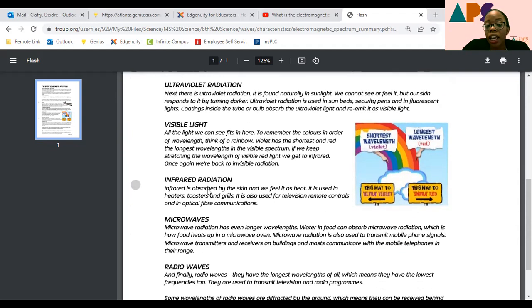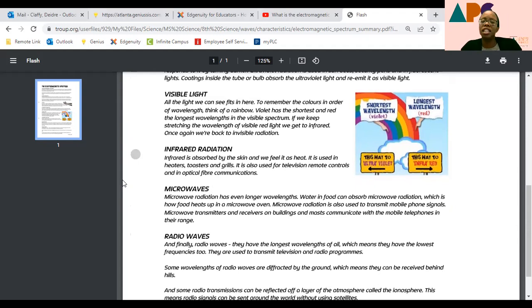Now, infrared radiation, and this you guys might be familiar with, or probably have gotten mixed up with ultraviolet radiation, but infrared is absorbed by the skin and we feel it as heat. It is used in heaters, toasters, and grills. It is also used for television remote controls and in optical fiber communications. So infrared pretty much goes hand in hand with heat.